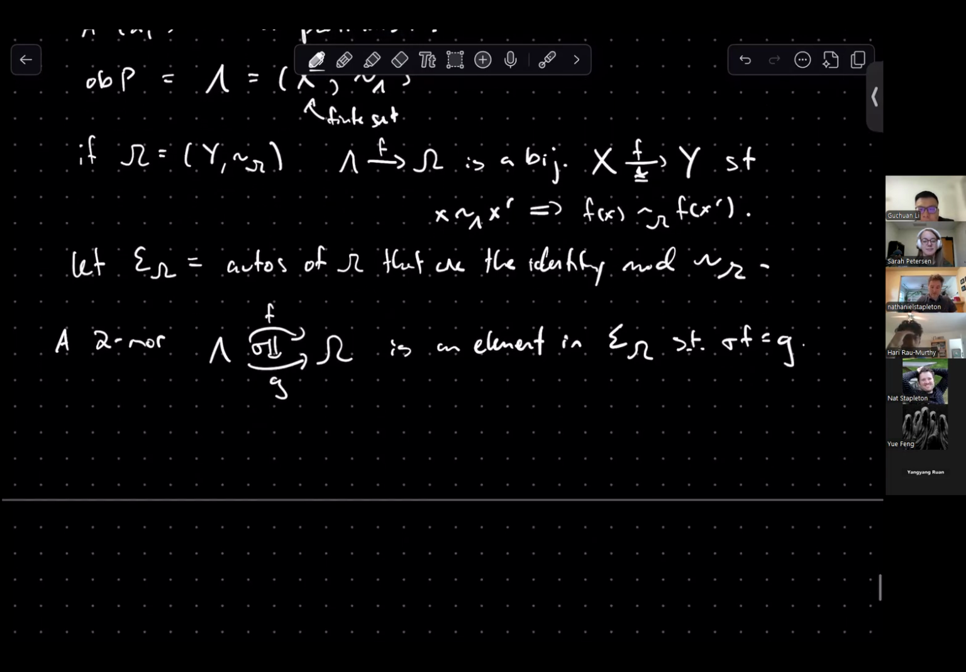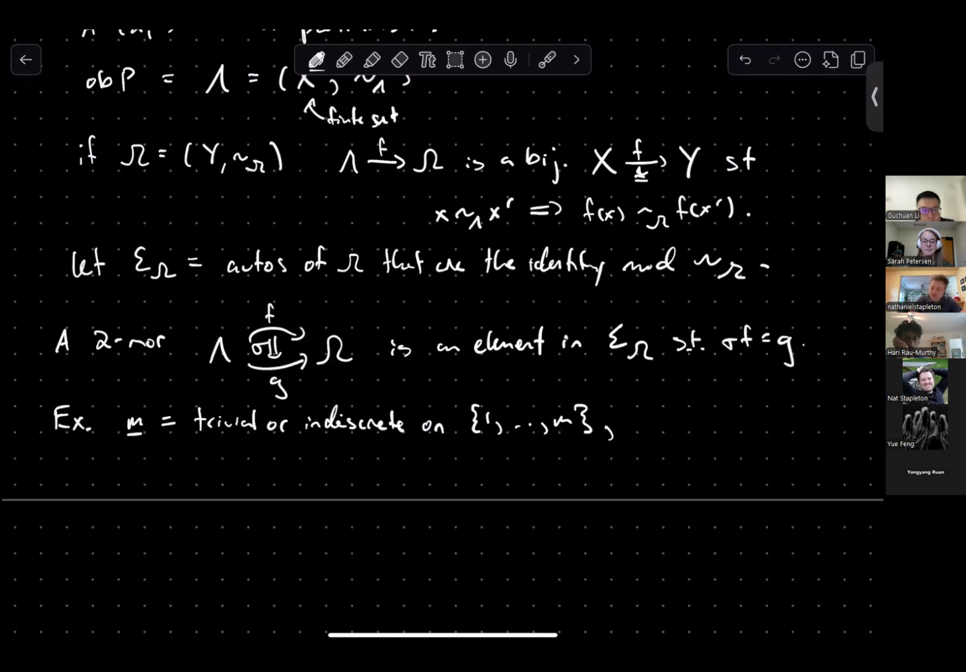So let me do some examples, and then we'll see if there are any questions about this category. So let's let M underline be the trivial, also called indiscrete, equivalence relation on the set 1 through M. This is the most important partition in this category. And in this case, all of the elements from 1 through M are related to each other. And in this case, sigma sub M underline is just the ordinary symmetric group. But if I take sigma of I disjoint union J, because of the way sigma is defined, there can't be any cross terms here, even if I equals J. And so this is just always sigma I times sigma J.